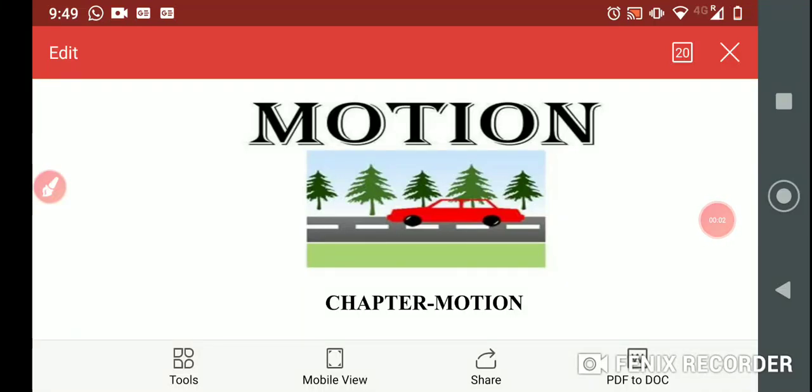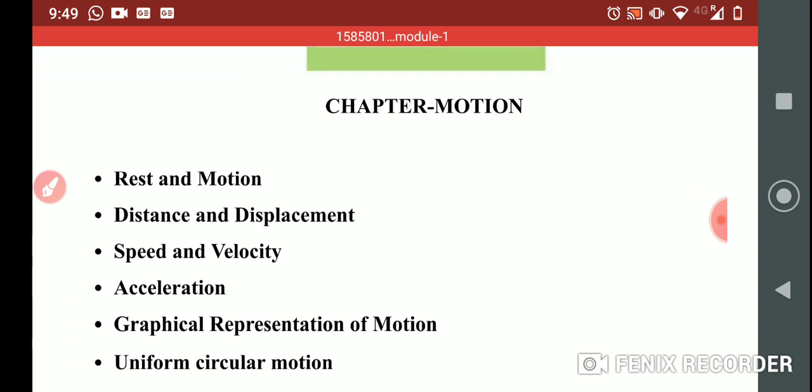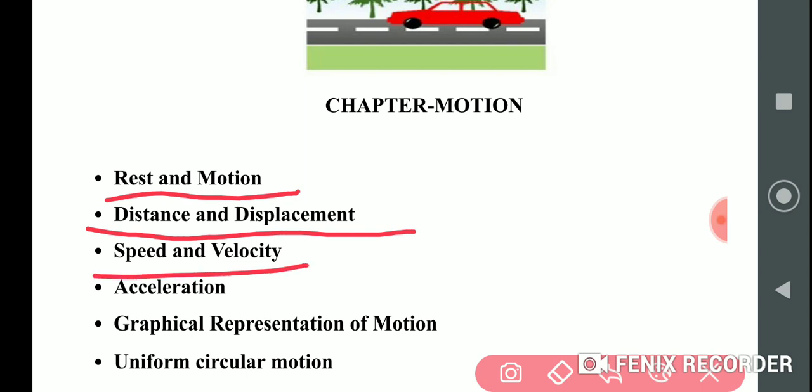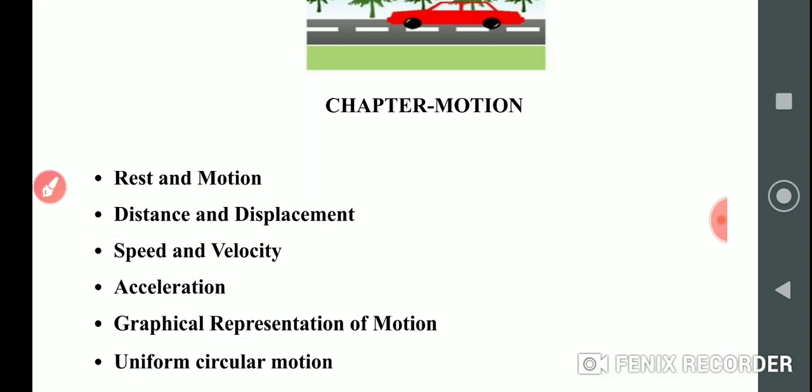Hello dear students, today we start our first chapter of physics, that is motion. Topics we will discuss in this chapter are rest and motion, distance and displacement, speed and velocity, acceleration, graphical representation of motion and uniform circular motion. So let's start with our first topic, that is rest and motion.